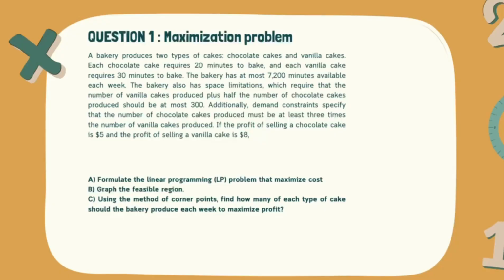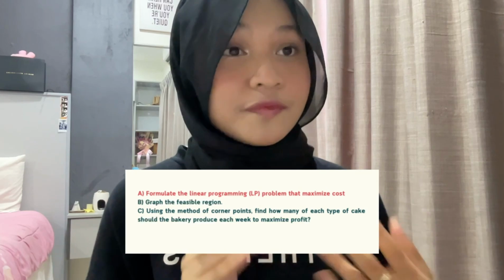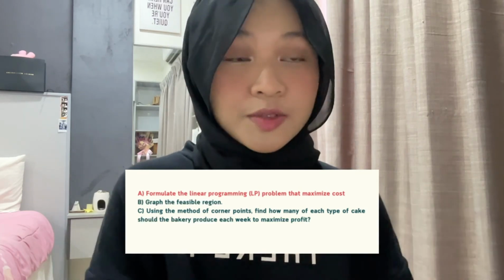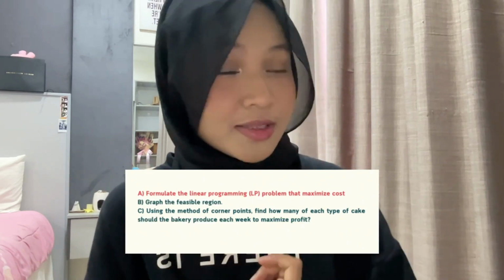So today I'm going to explain question number 1, a linear programming maximization problem. Let's start with part A, where we have to formulate a linear programming model to maximize profit for a bakery that produces chocolate and vanilla cakes.